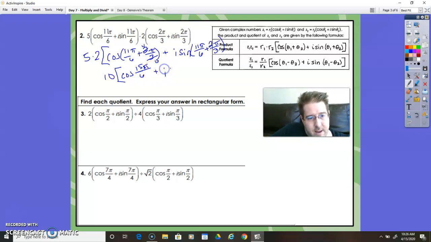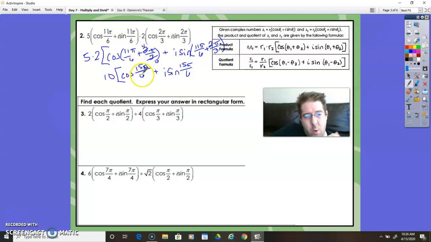And plus i times sine of 15 pi over 6. Okay, I'll just double check to make sure I didn't make any mistakes. Yeah, 15 pi over 6. Okay, so that's actually the same thing, coterminal.